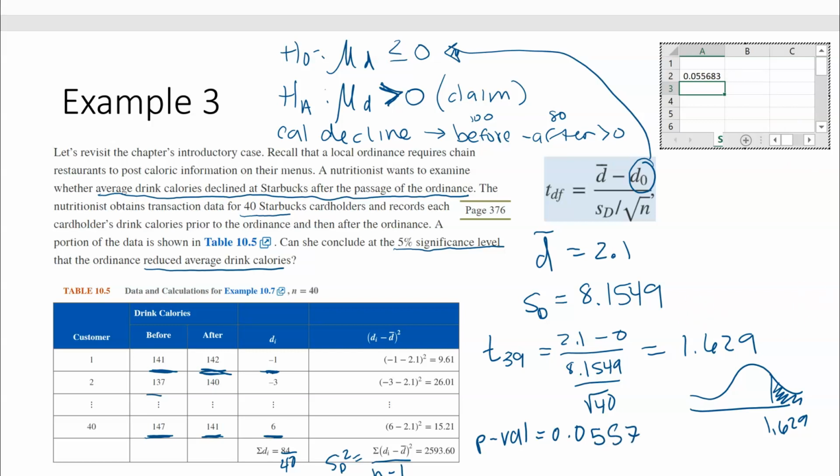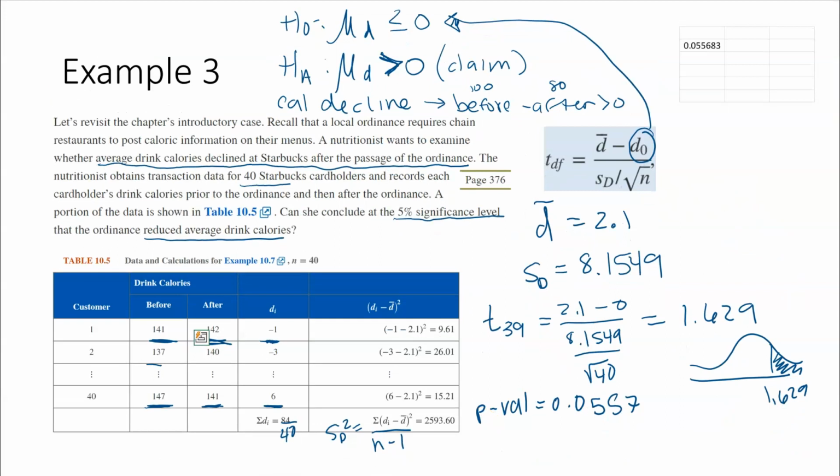All right, so now let's compare our p-value to our significance value. Our significance value is 0.05. If you don't have a digit, go ahead and add a 0. 0.0557 is greater than 0.05, so our p-value is just slightly greater, but it is greater. So we do not reject the null. If we do not reject the null, then we have to reject the claim. So there is insufficient evidence to support the claim that the ordinance reduced the drink calories.